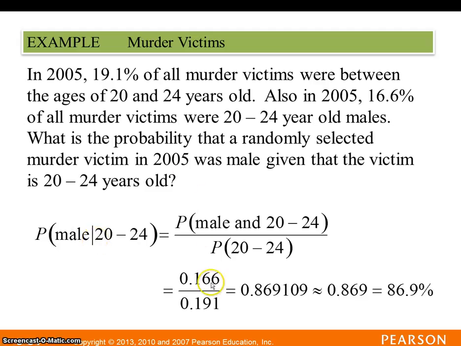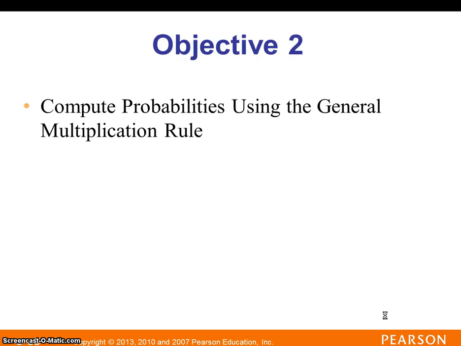So in this case, you take the 0.166 divided by 0.191. That gives you 86.9%. So let's look at objective 2.